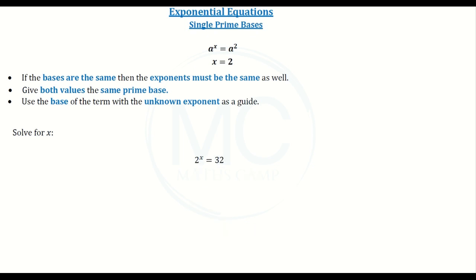Let's do another one. Here we have 2 to the power of x is equal to 32. Let's change 32 into a prime base. And from our experience with exponents, we know that 32 is actually 2 to the power of 5. So I can say 2 with an exponent of x is equal to 2 with an exponent of 5. Our bases are the same, which means our exponents are the same. And we can say x is equal to 5.